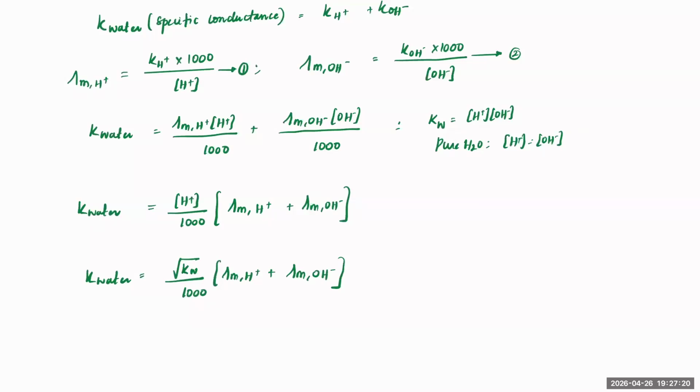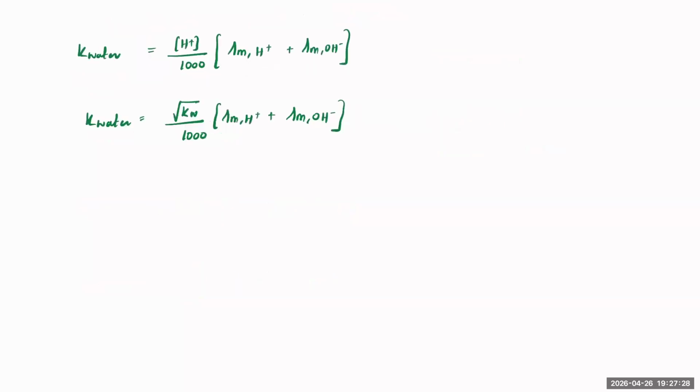As long as you know kappa of water and lambda m of H plus and lambda m of OH minus values, you can consider that. But if you want to figure out Kw, because that is our whole purpose, Kw will be equal to kappa into 1000 divided by lambda m of H plus plus lambda m of OH minus, whole raised to power of half. So that will be the value of Kw.